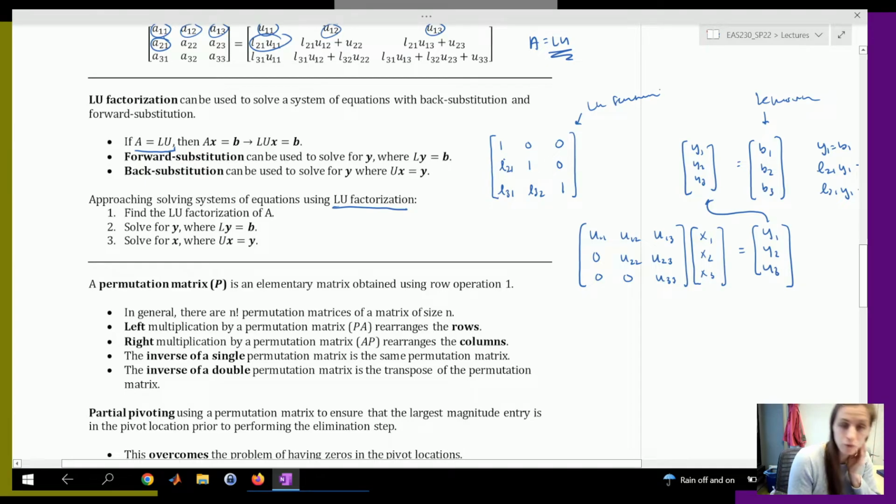First, find the LU factorization of A using the process that we mentioned above, where you do your three row operations. Get a 0 here, get a 0 here, get a 0 here. Essentially, you get to REF using those three row operations. Then we can solve for y, where Ly equals B. Once we have y, we can solve Ux equals y. And we've solved our system of equations.